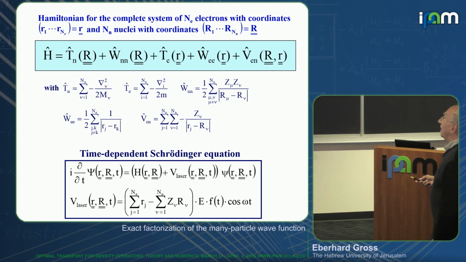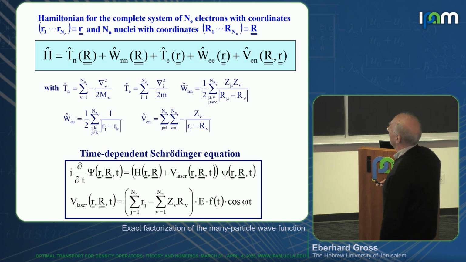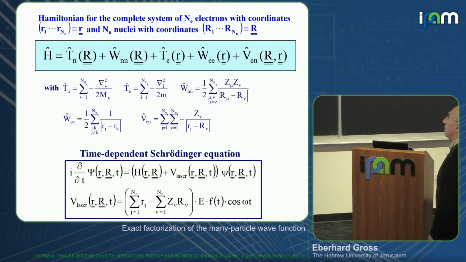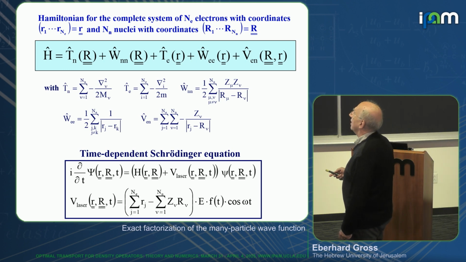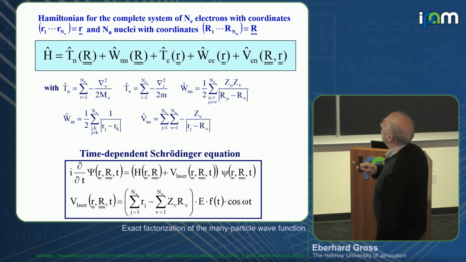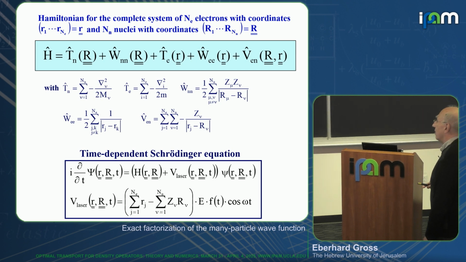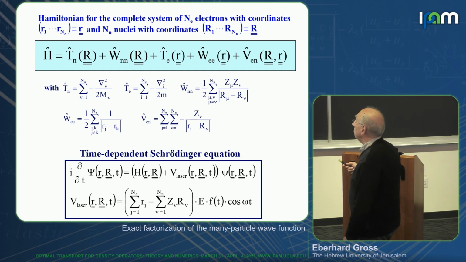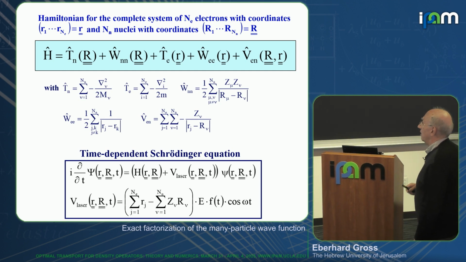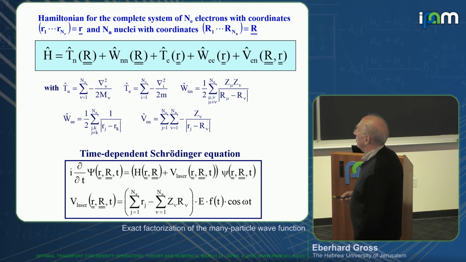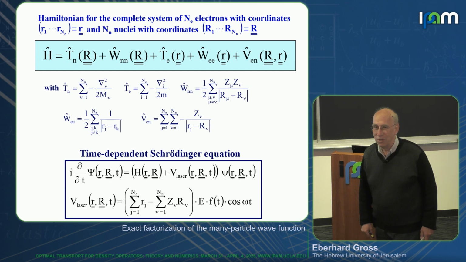So kinetic energy of the nuclei, kinetic energy of the electrons, nuclear-nuclear Coulomb repulsion, electron-electron repulsion, and the electron-nuclear attraction. So capital R double underline, that's the collection of all nuclear coordinates. Likewise, little r double underline is all the electronic position vectors. And with this Hamiltonian and possibly a time-dependent external field, laser, let's say, simplest case in dipole approximation, we have to solve the time-dependent Schrödinger equation.